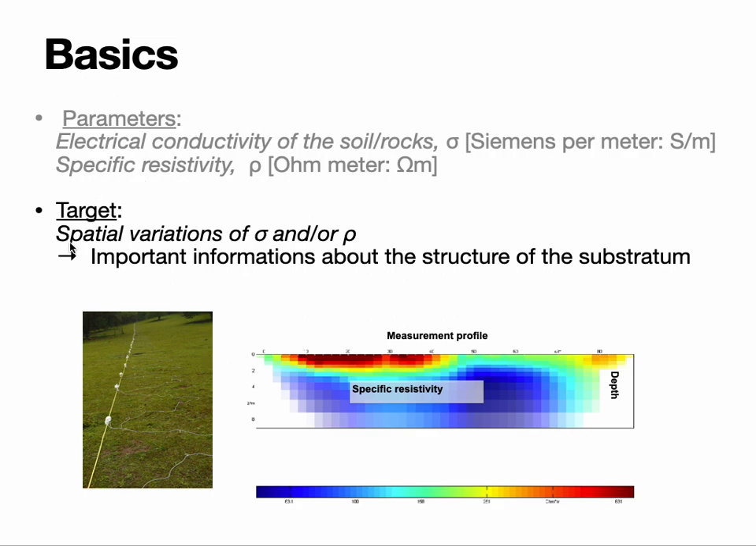So one of the targets of geoelectrics is to measure the spatial variation of conductivity and resistivity inside the subsurface. This can reveal important information about the structure of the substratum. Again, that's the picture of a profile along which a measurement is being taken and a final result showing you a measurement of the resistivity with depth and coordinate x along the profile. That's the target.